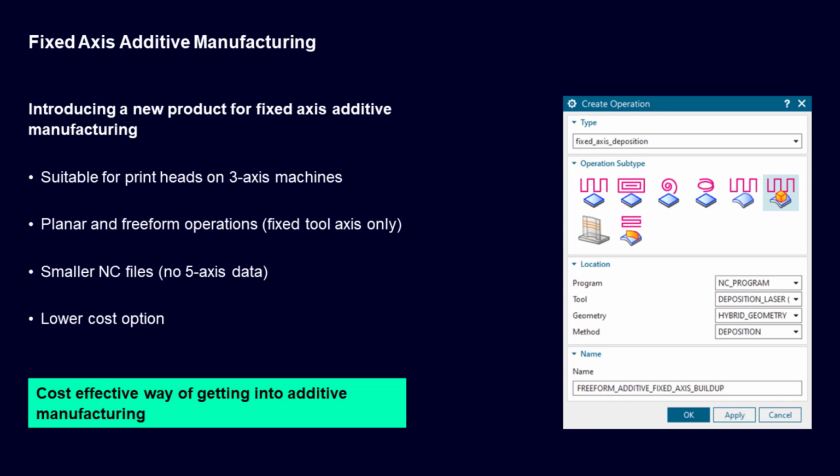For these cases, they can use the new fixed-axis additive manufacturing bundle. It provides a simpler interface without all of the tool axis options, a lower cost due to reduced functionality, and creates smaller NC files. Having a new low-cost bundle for less complicated parts, that is 3-axis only, can be a cost-effective way to get into additive manufacturing. It has less functionality because of reduced options and is less expensive.